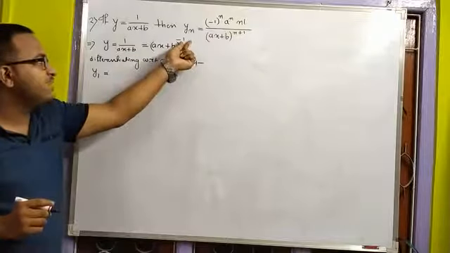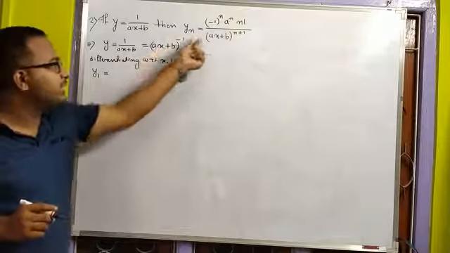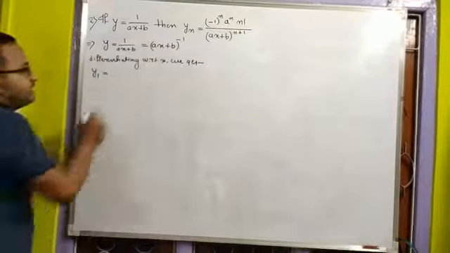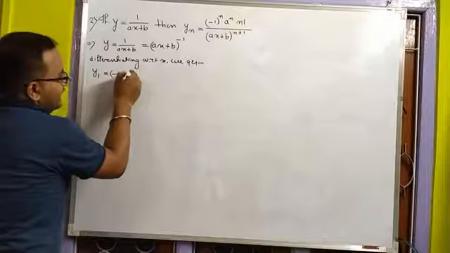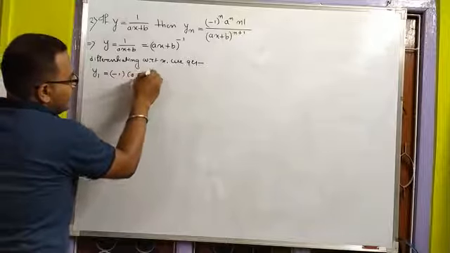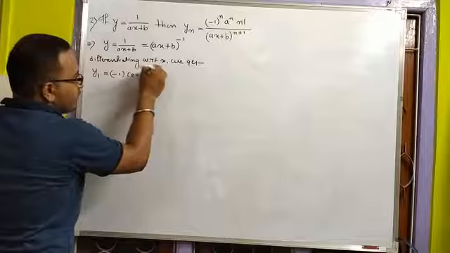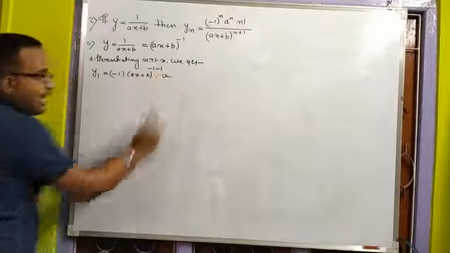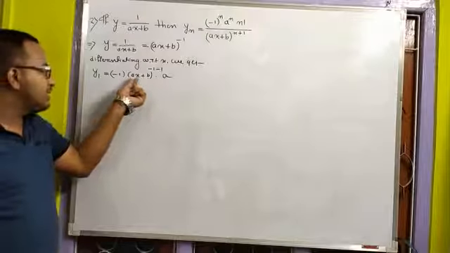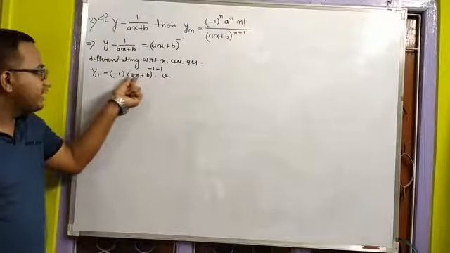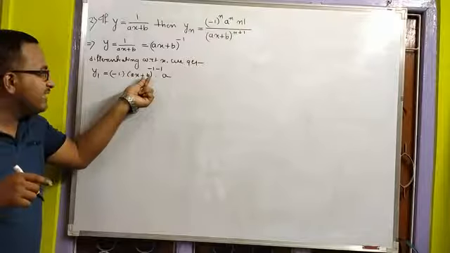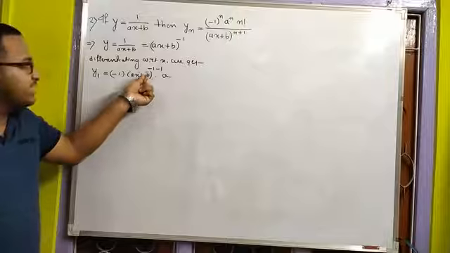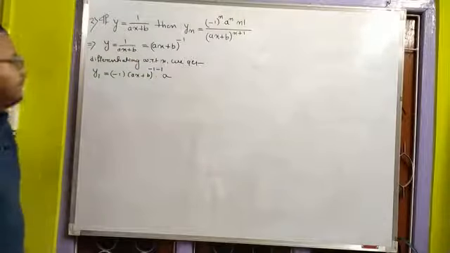What is the derivative of x to the power n? It will be n x to the power n minus 1. So it will be minus 1 times ax plus b whole thing to the power minus 1 minus 1, into the derivative of this. The derivative of this will be a, because the derivative of ax with respect to x is a, and the derivative of b with respect to x is 0, because the derivative of any constant quantity is 0.